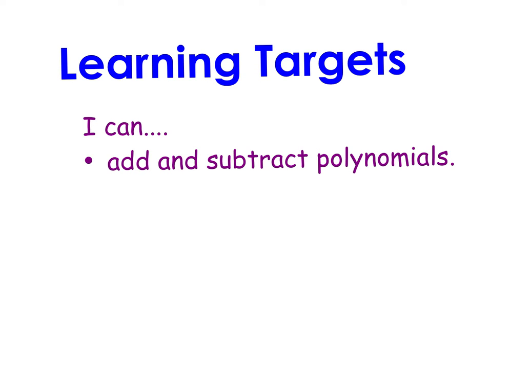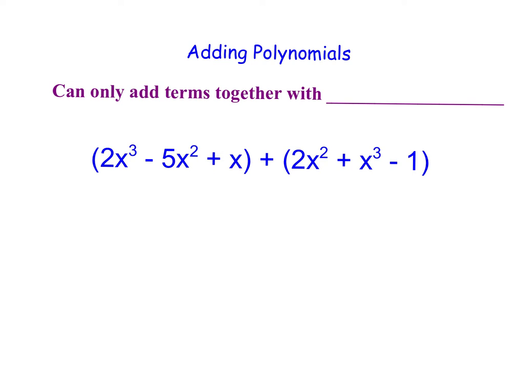In this video, we'll be adding and subtracting polynomials. When adding polynomials, the most important thing to remember is that we can only add terms together that are like terms. Essentially, this means they need to have identical variable parts. So we're looking for items with identical variable parts to add together.